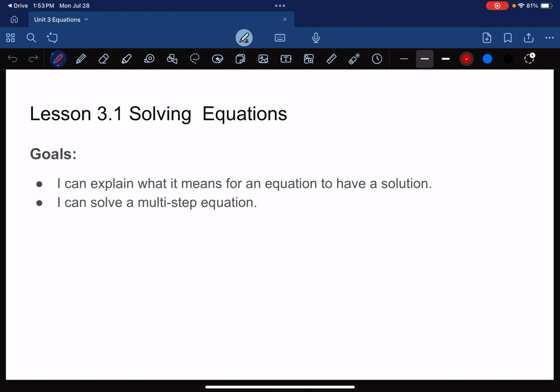So this first lesson is just solving equations, and I don't know what your level of equation solving is. I know most of you probably hit pre-algebra, but I'm just going to start at the beginning because I don't want to leave anybody behind. I can explain what it means for an equation to have a solution, and I can solve multi-step equations. So we're going to start very, very simple, and we're going to finish with some real challenging problems.